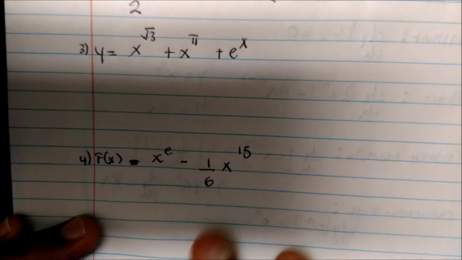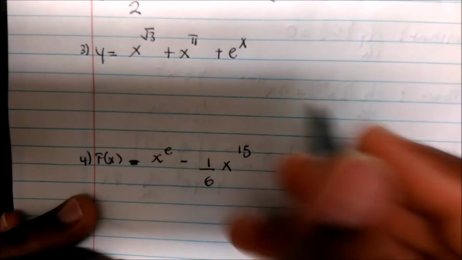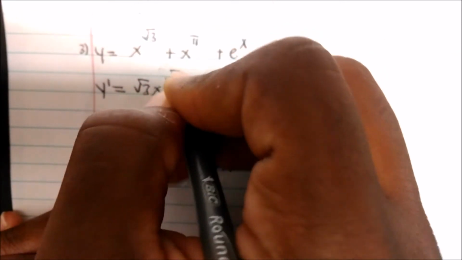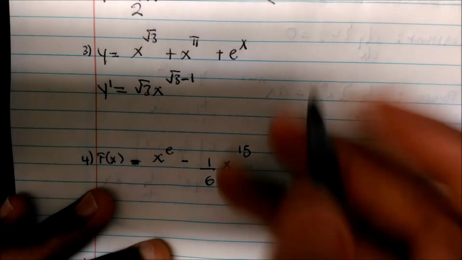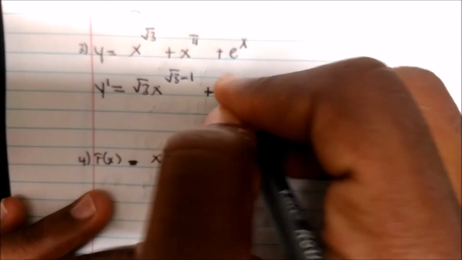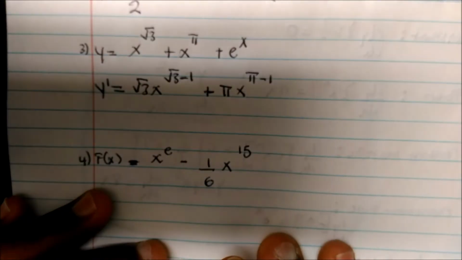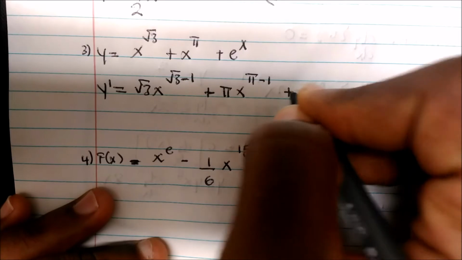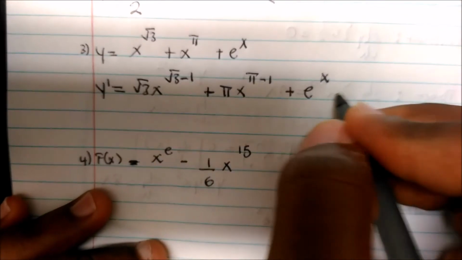Let's look at the third one. A little weird numbers, but nothing too complicated. So y prime is going to be the square root of 3, x to the square root of 3 minus 1. That's a number, but we want exact answers, right? Plus, well, again, we'll bring down our pi times our x to the pi minus 1, right? Plus, the derivative of e to the x is just e to the x, so this will be your answer right here.